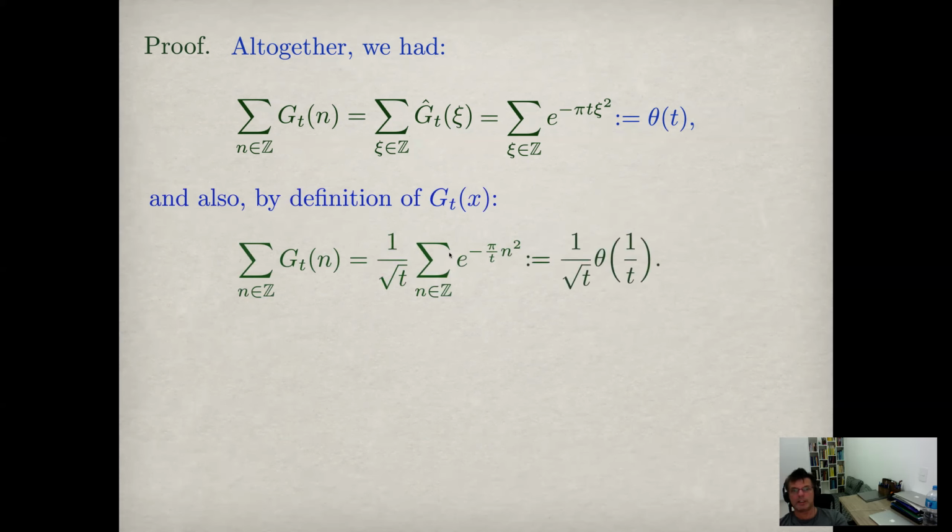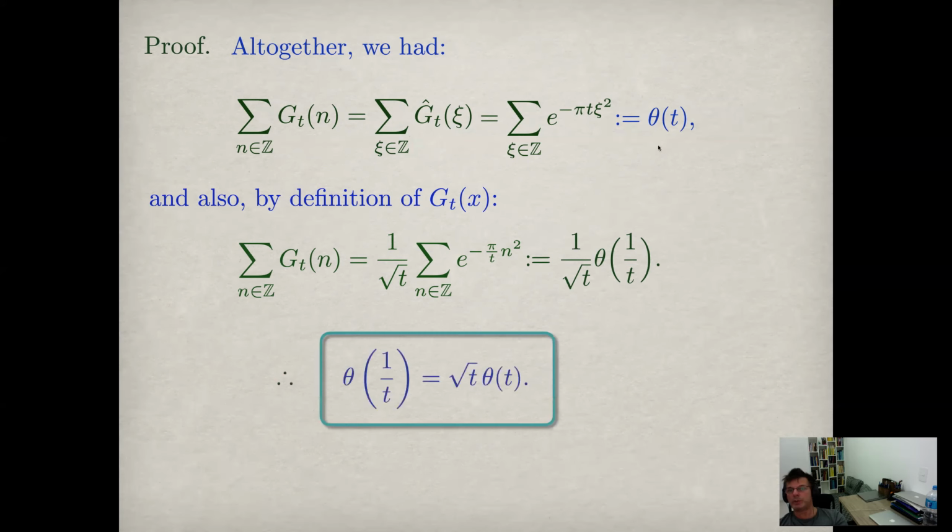It's the same as this infinite sum. And by definition, we have the theta function at 1 over t times 1 over square root of t. So these are just definitions. And so that's it. Theta of 1 over t is theta of t up to this square root of t factor, equating the end of the first line with the end of the second line above. And that's the functional equation. So really it's just a quick application of Poisson summation.